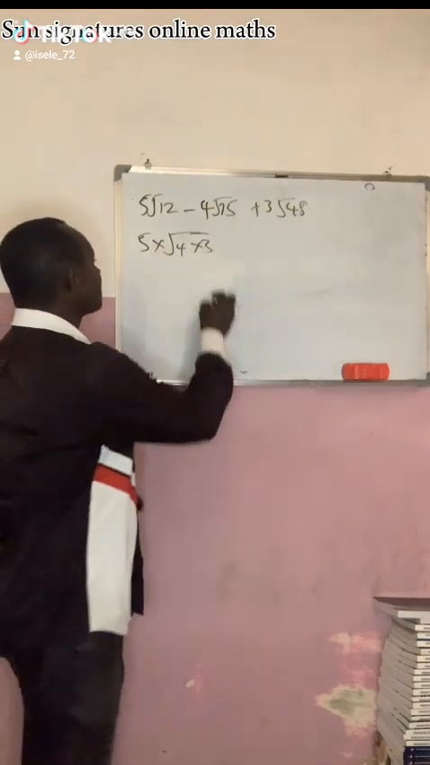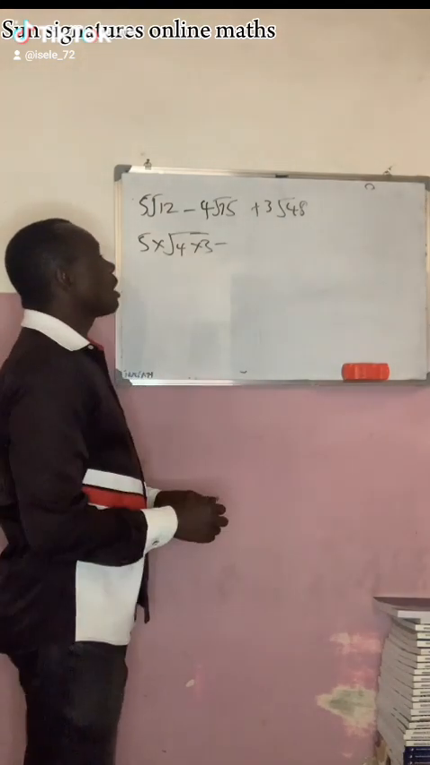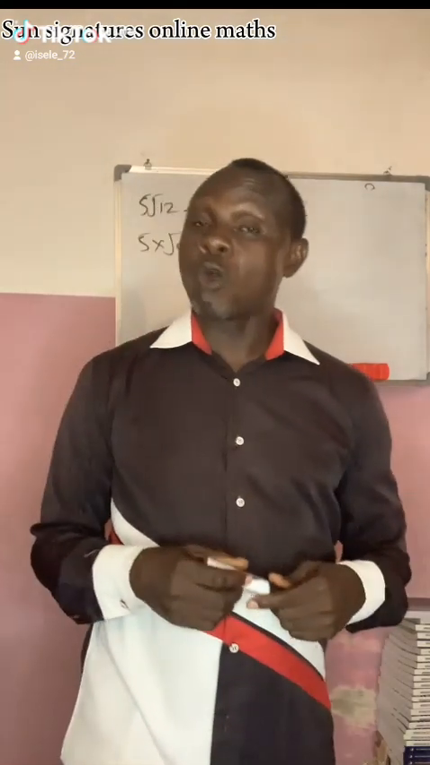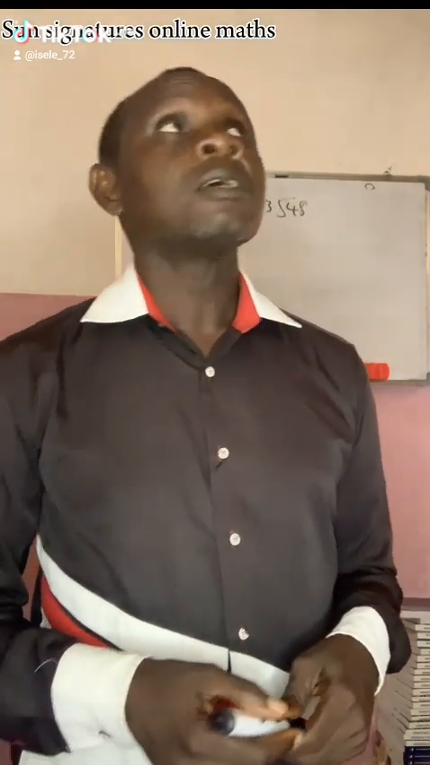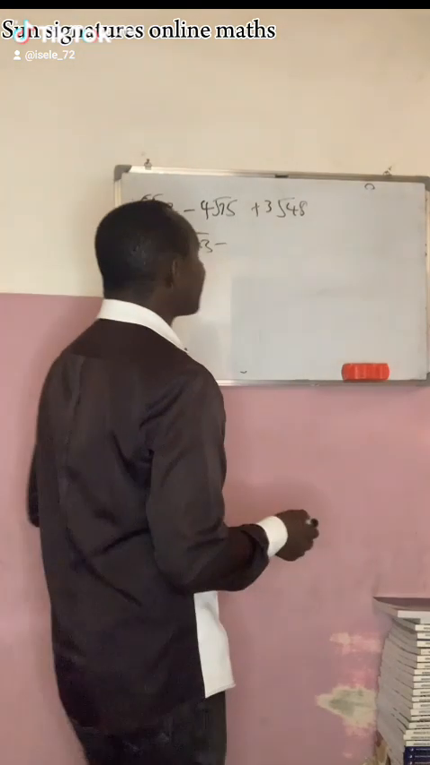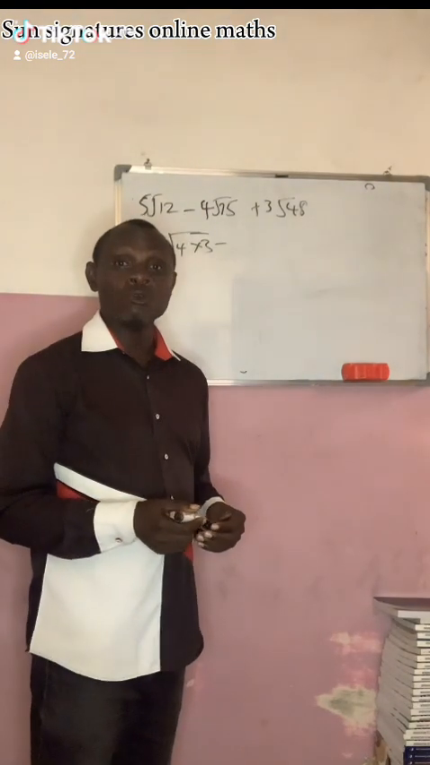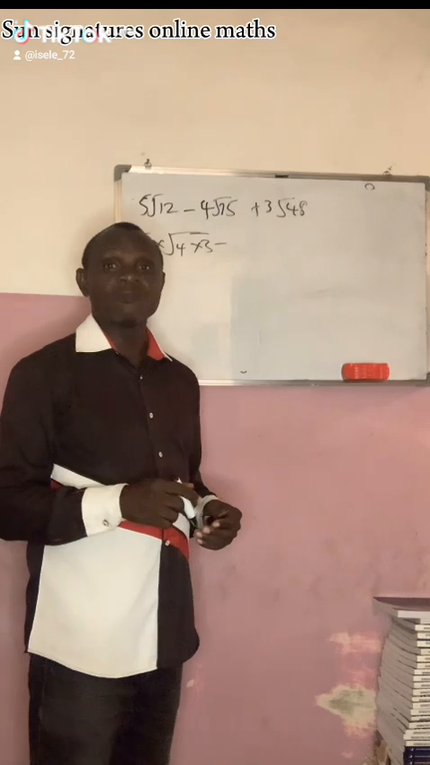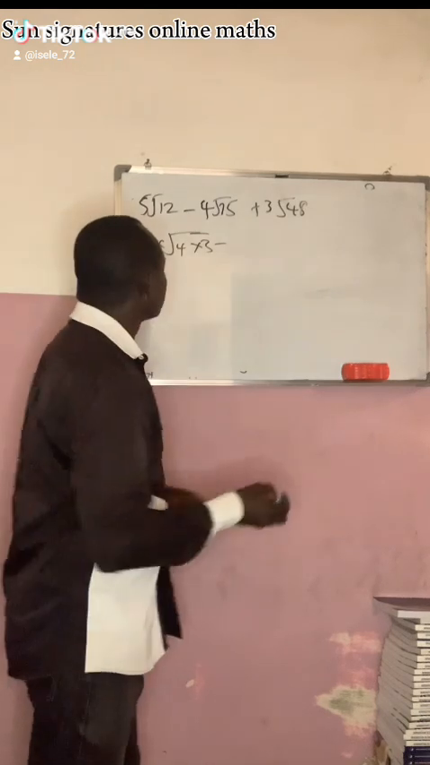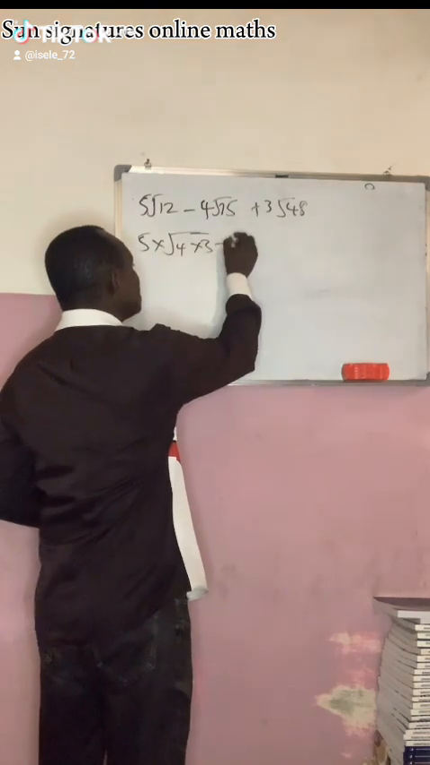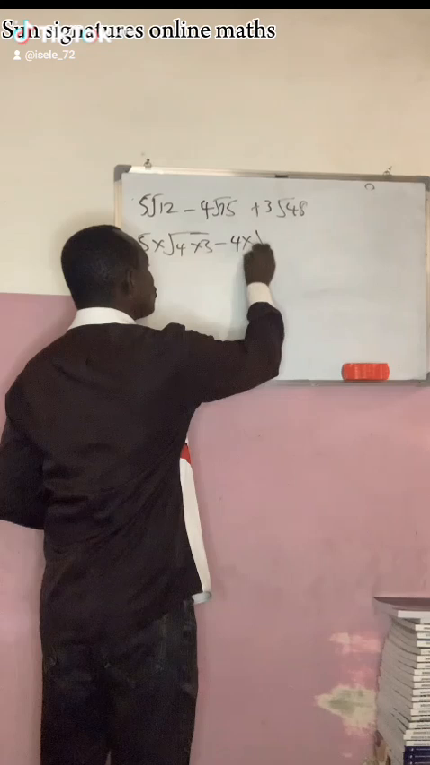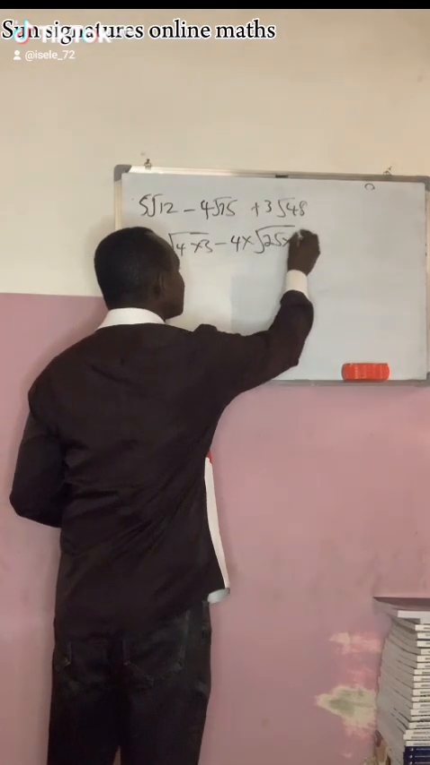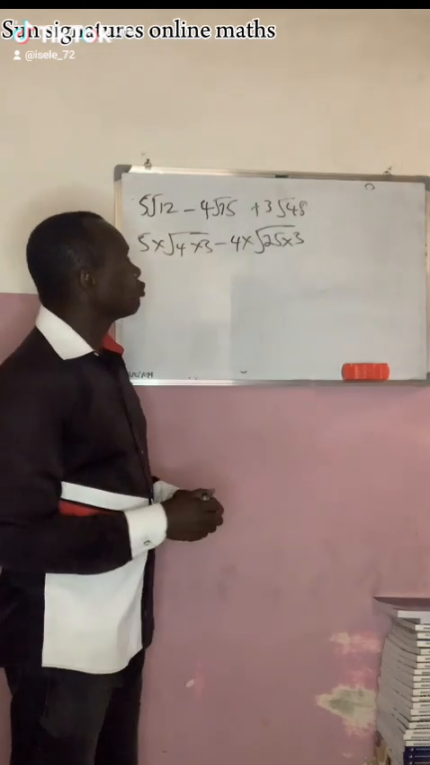Now let's take a look at the square root of 75. What times what will give you 75? One of them must be a perfect square. Remember, 3 times 25 will give you 75, and 5 times 5 is 25. So 25 has a square root. So I can say it's minus 4 times the square root of 25 times 3. I am done with that.